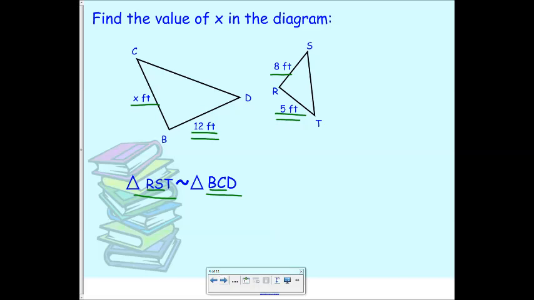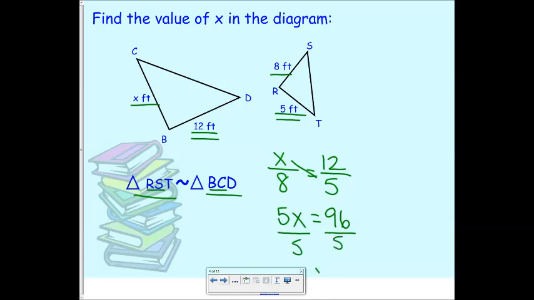X over 8. So X goes with 8. X over 8 equals 12 over 5. All right, so I start with X times 5, which is 5X equals, what's 8 times 12? 96. How do I finish? And I end up with X equals 19.2.